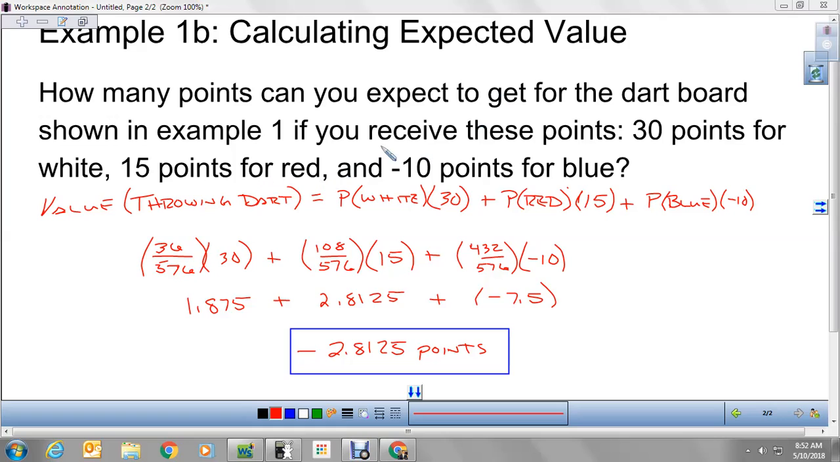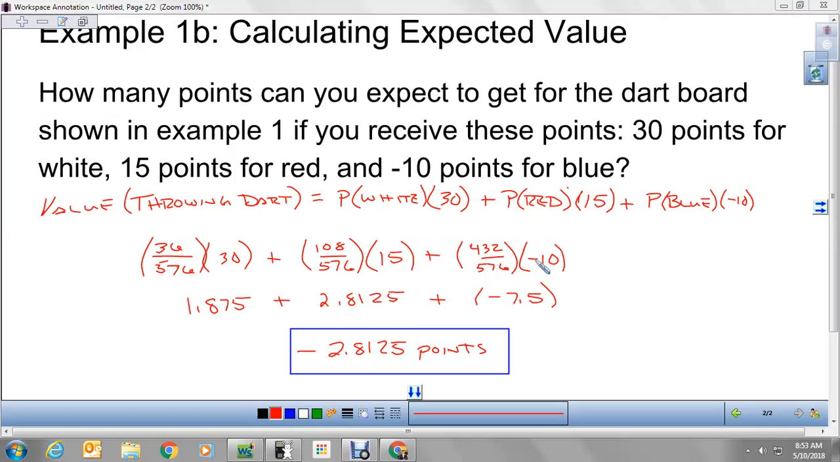So do you think the point value is going to go up because we have 30 more points? We added 10 more points for the white, 5 more points for red, and we've subtracted 10 more points. So let's look at the numbers we get. Probability of white, 36 over 576 times 30 is 1.875. Probability of red, which is 108 over 576 times 15, is 2.8125.